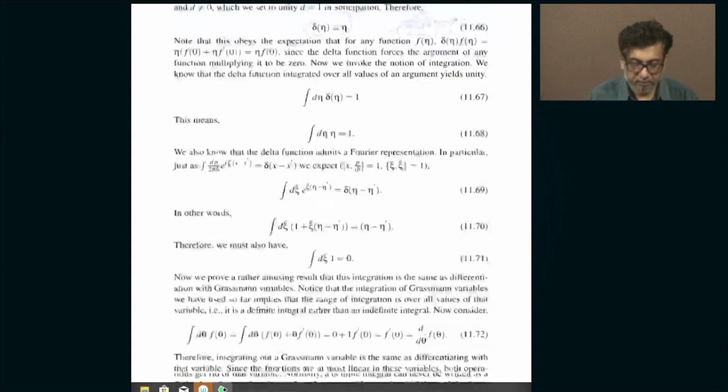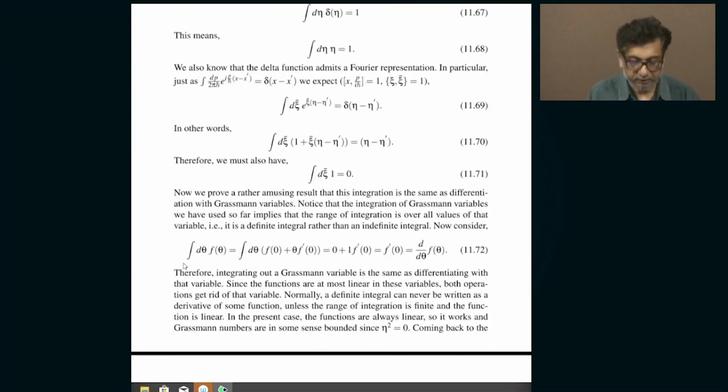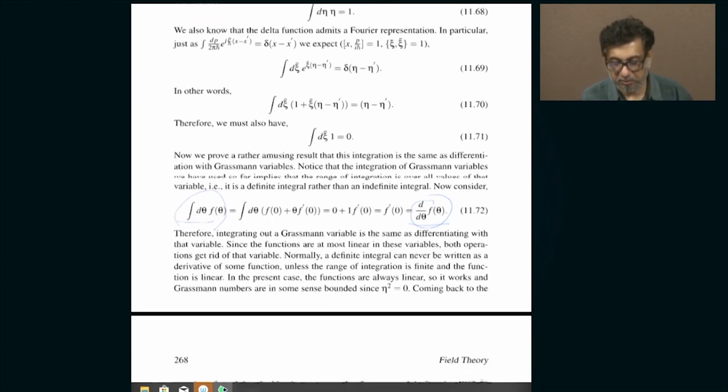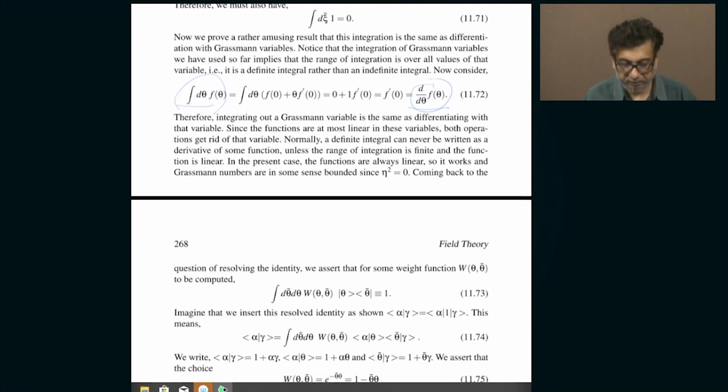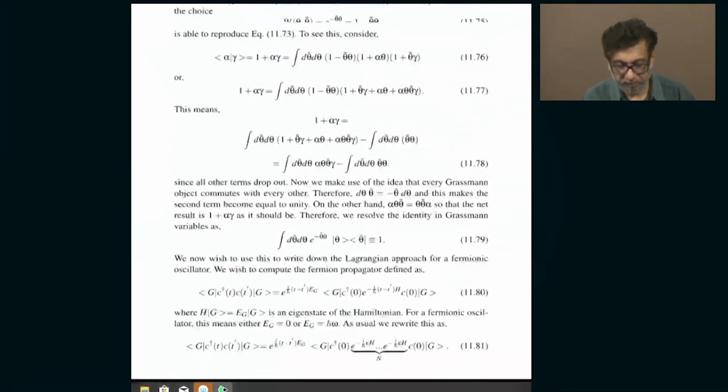So like that you can construct many such, and the integration is the same as differentiation, which is the most bizarre thing about Grassmann variables. If you integrate the Grassmann variable, this is some kind of a definite integral. It's the same as differentiating, because once you differentiate, this whole thing becomes a constant, since f of theta is anyway linear in theta. So a definite integral of a function over the Grassmann variable is the same as its derivative, which is something very hard to believe, but it's true.